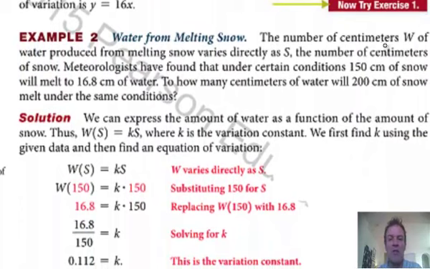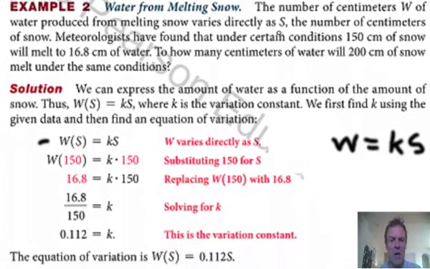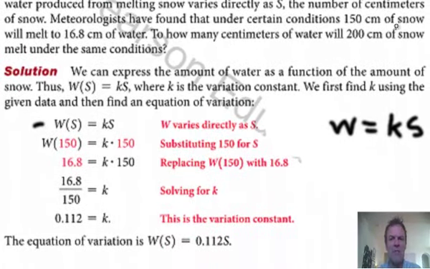You've got to be careful. The number of centimeters W of water varies directly with S. You could say W equals KS. W varies directly with S. I know they've got it written like this. Now let's have a look. 100 centimeters of snow will melt to 16.8. So water, 16.8.